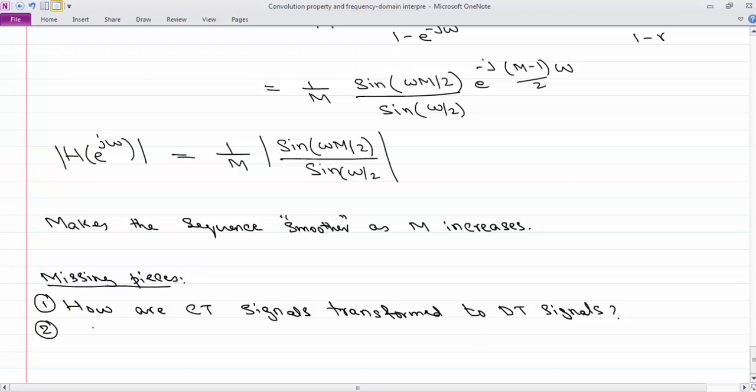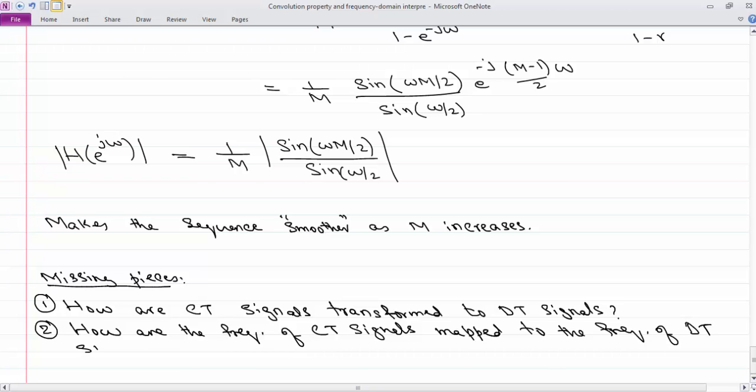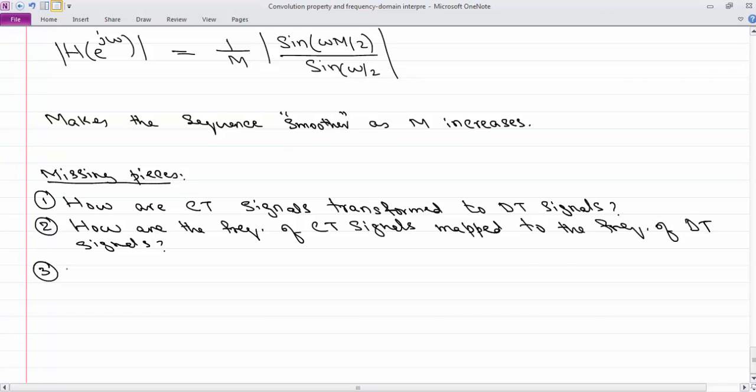And the second question is, if you transform a continuous time signal to a discrete time signal, then how are the frequencies of continuous time signals mapped to the frequencies of discrete time signals? Because the units of the two frequencies are completely different. One is radians per second, the other is radians per sample. One goes from minus infinity to infinity, the other fundamentally is limited between minus pi and pi. So what's the relationship?